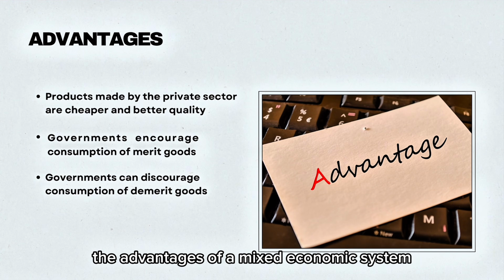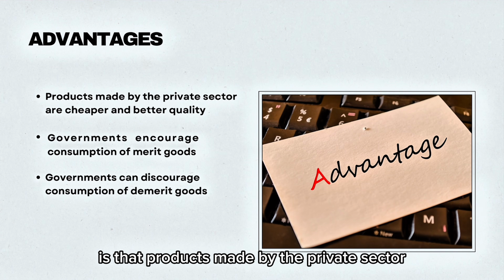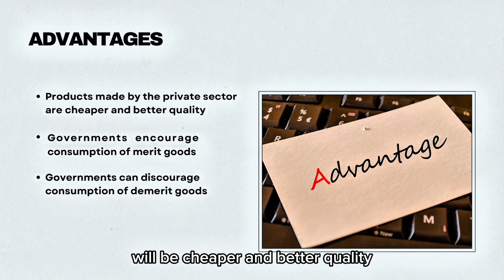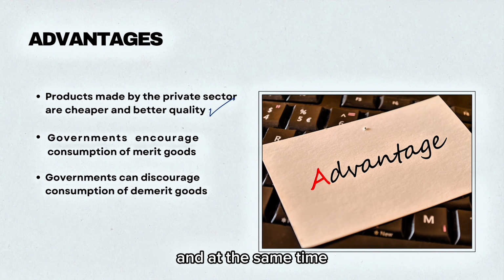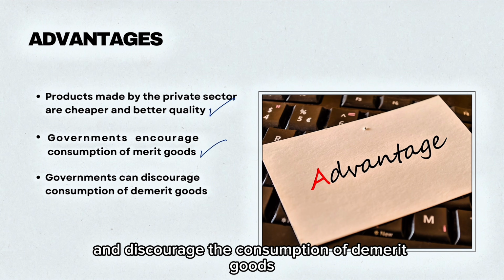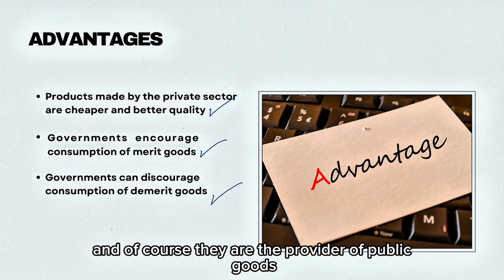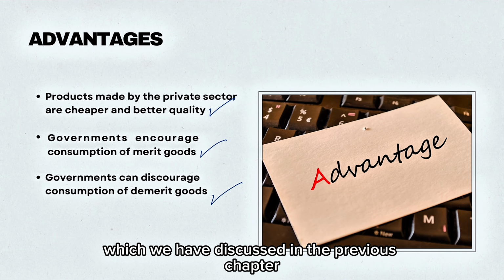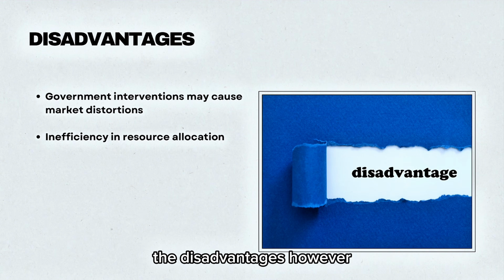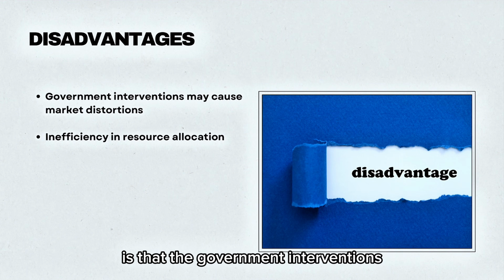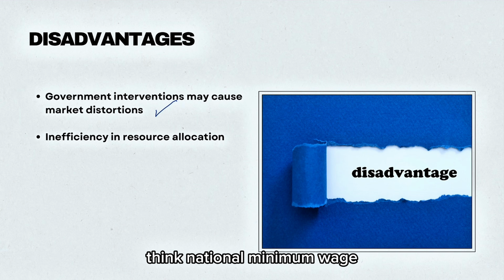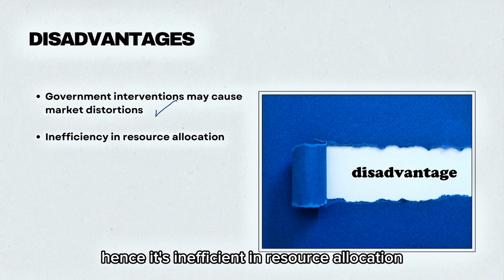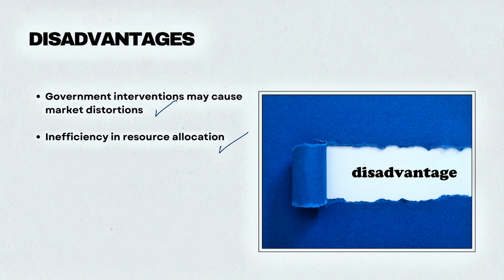The advantages of a mixed economic system is that products made by the private sector will be cheaper and better quality, and at the same time, the government will encourage the consumption of merit goods and discourage the consumption of demerit goods. And of course, they are the provider of public goods, which we have discussed in the previous chapter. The disadvantages, however, is that government interventions may cause market distortions. Think national minimum wage, as this will cause unemployment, hence it's inefficient in resource allocation.